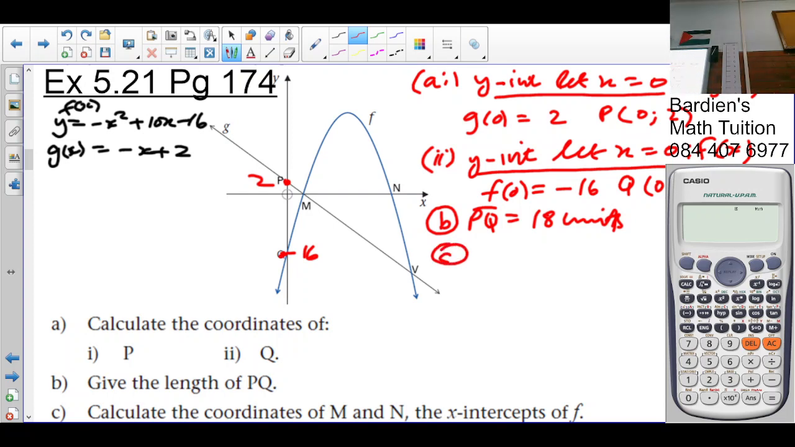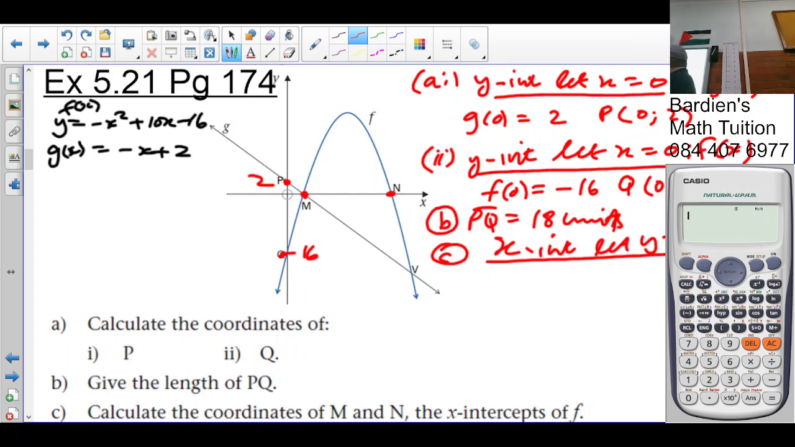M and N are also the x-intercepts. M is the x-intercept of the straight line, and N is the x-intercept of the parabola. But I'm not going to work out first the x-intercept of the straight line and again come back to work out N. By using the parabola's equation, I will get M and N simultaneously. Not so. So we will say x-intercept, let y equal to 0. And this is of f of x.